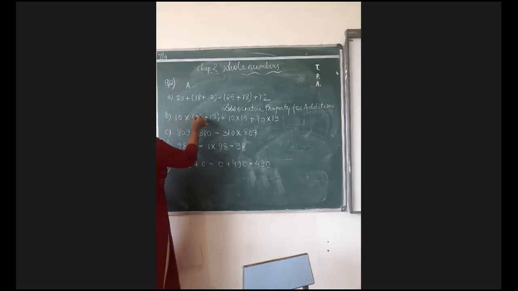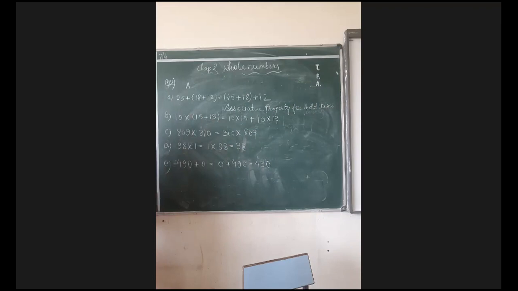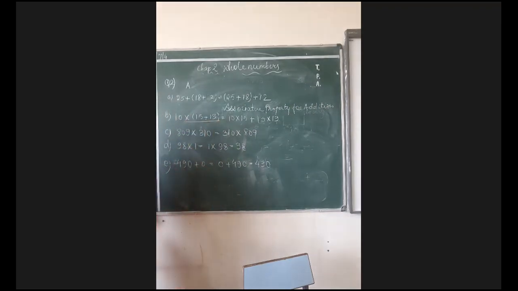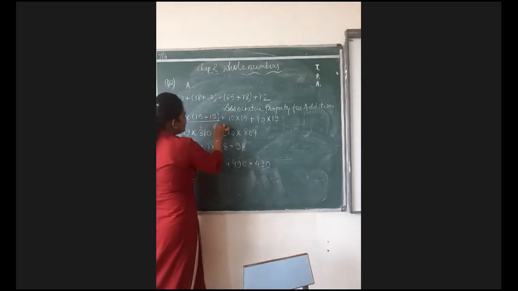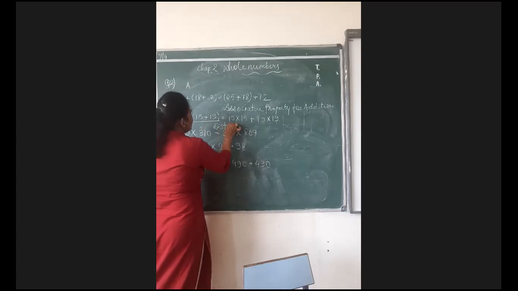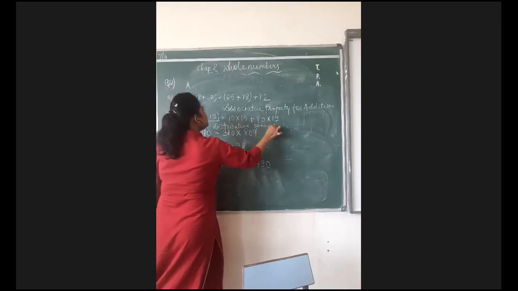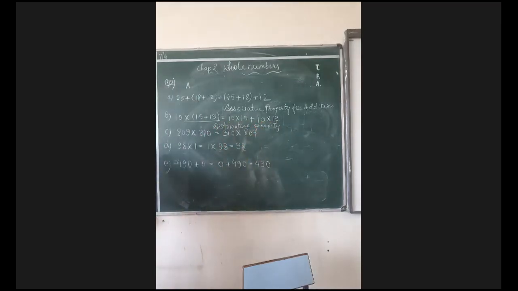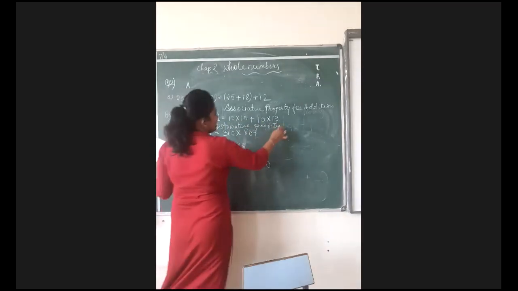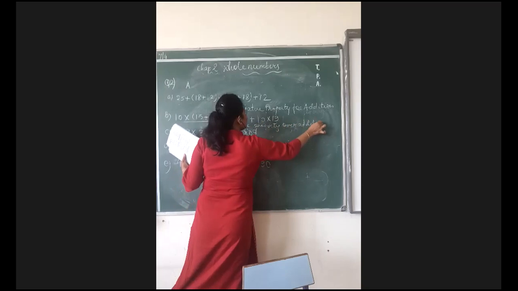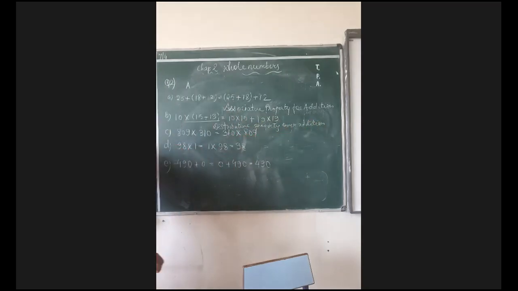Now the second one: 10 into 15 plus 19. If you remember, this is distribution going on, which was already taught by me earlier in the classes. So this property is known as distributive property. You will note it down: distributive property. The second one is distributive property over addition, because here also we are using addition, not subtraction.